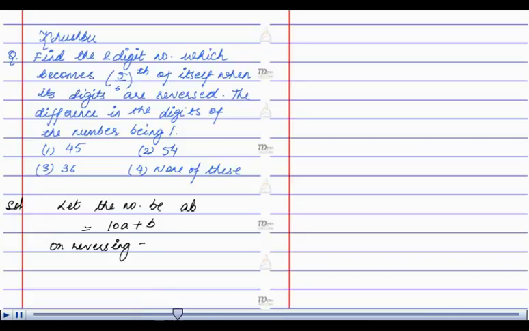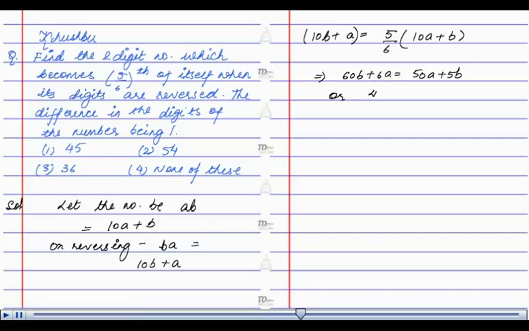On reversing, we obtain the number as BA, that is 10B plus A. It has been given that 10B plus A is equal to 5 by 6 of its original, that is 10A plus B. This gives 60B plus 6A is equal to 50A plus 5B, or 44A is equal to 55B, which implies that 4A is equal to 5B.